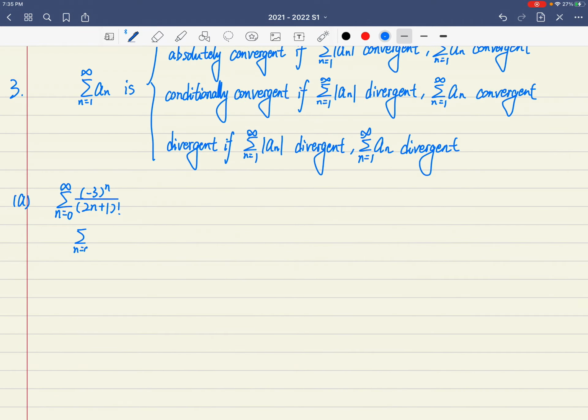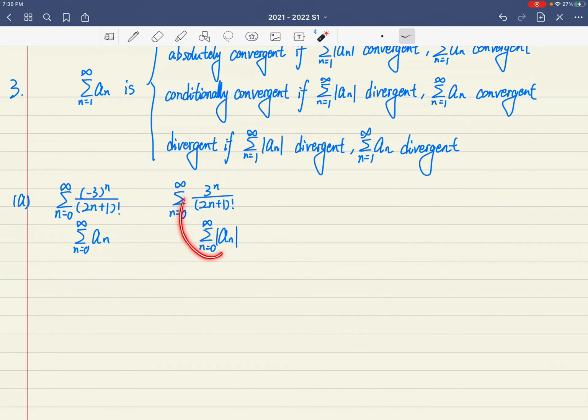So this is the series itself. Then all we need to do is to find the absolute series. What is its absolute series? We just put an absolute value here. And you can see it doesn't change anything about the bottom. The factorial is always positive. The top has negative 3 to the power of n, so if I put an absolute value, the top will always be positive 3 to the power of n. So the absolute series is just positive 3 to the power of n over 2n plus 1 factorial.